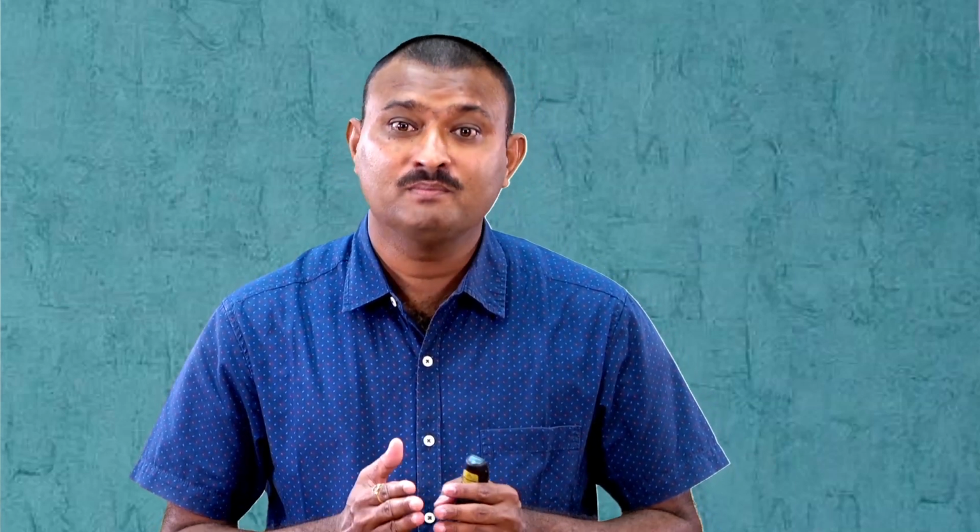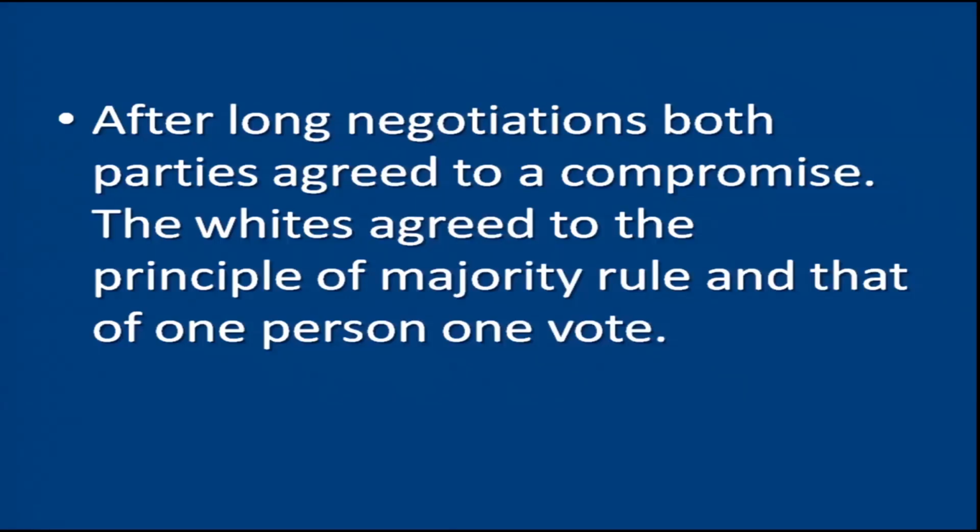Though they have decided to live together as equals, it was not going to be so easy for them, because of what? Because of trusting each other. There was a time when these two communities were going against each other, and now they decided to live together. How can they believe one another? It is not so easy. Anyhow, after a long negotiation, both the parties agreed to compromise.